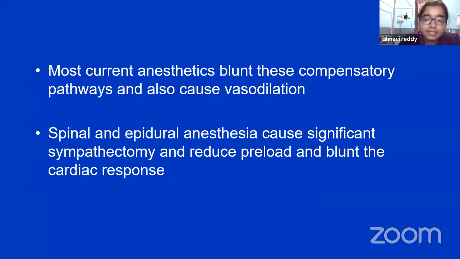And most of the anesthetics we are using nowadays blunt the pathways which keep the hemodynamics stable. These pathways are blunted because of the anesthetics, which also cause vasodilatation. And spinal and epidural anesthesia will cut the sympathetic system completely, reduce the preload and blunt the cardiac response. So we should be more careful in case of spinal and epidural anesthesias.